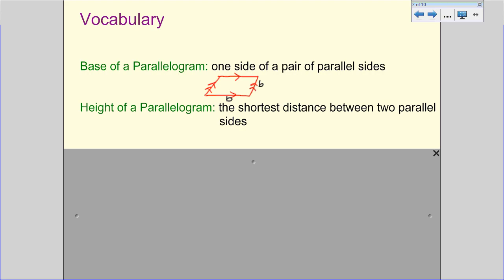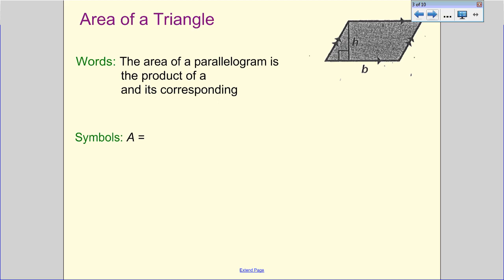So the height is the shortest distance between two parallel sides, which means it's going to be a perpendicular line. All right, so in this case, when they draw this in and put the height here, I know that this is the height and this is the base that I'm going to use. Okay? So it just depends on where the height is drawn in. So let's take a look at some of these and see what we can do.